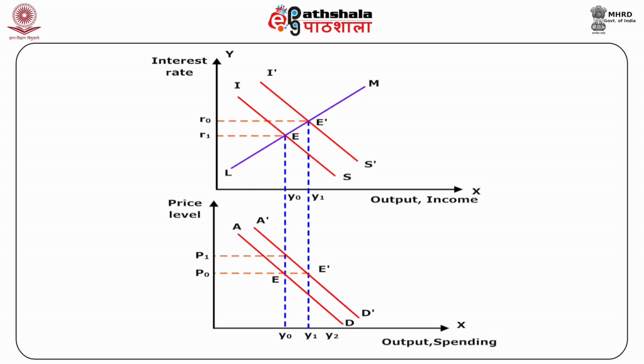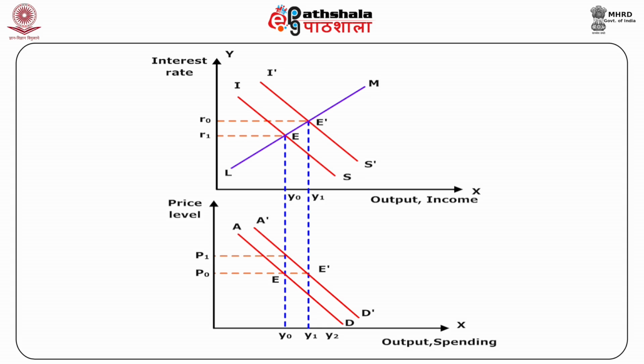So we have this situation that the original equation is between LM and IS, and they are equal at point E. The rate of interest is R1 and the level of income is Y0. Then the IS function shifts to the right, I prime S prime, and this is because of additional government expenditure. The new equilibrium is E prime. At E prime, the rate of interest is R0 and the level of income is Y1.